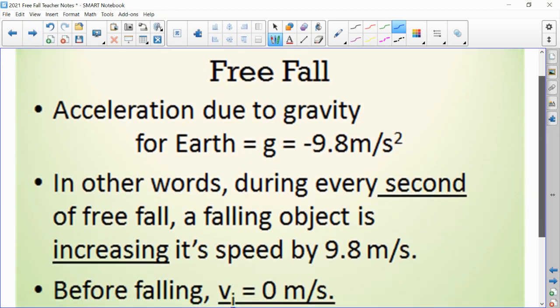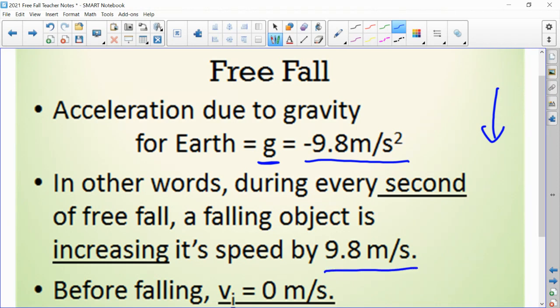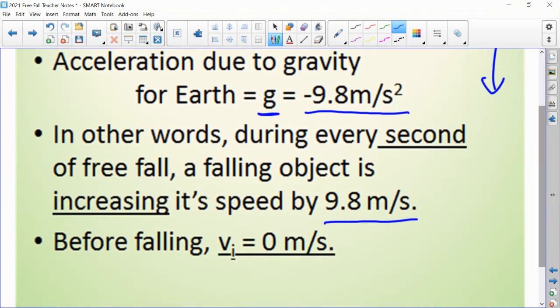The acceleration due to gravity on the Earth is 9.8 meters per second squared, downwards. We give it a special letter. We call it g. And g is negative 9.8 meters per second squared because it is down. In other words, for every second that goes by in free fall, the speed increases by 9.8 meters per second. If I drop something, the initial velocity is zero.